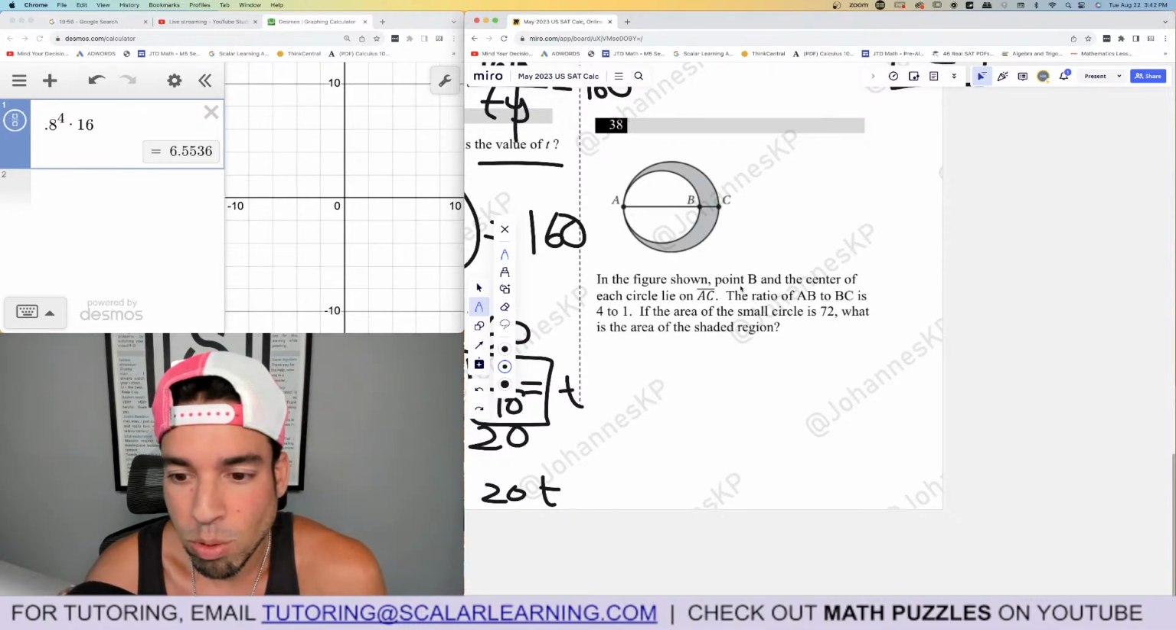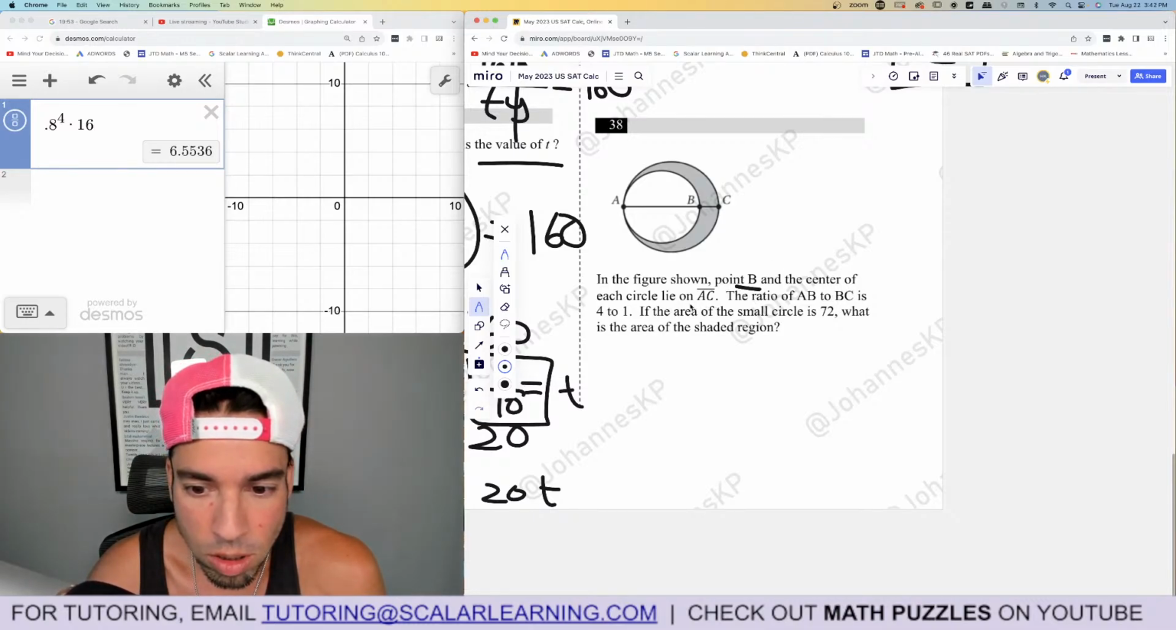38. In the figure shown, point B is the center of each circle, and the centers lie on AC.